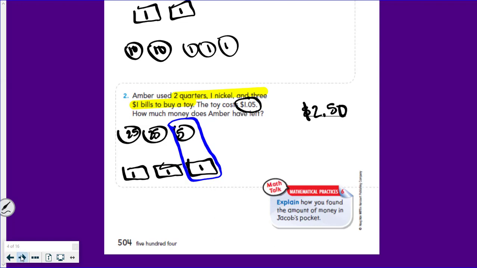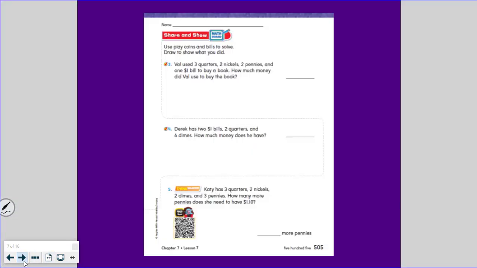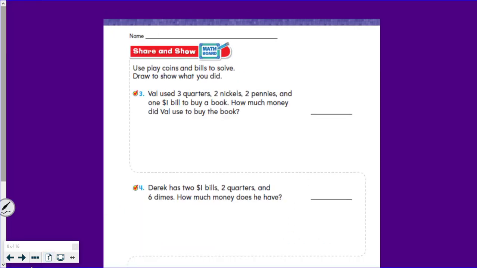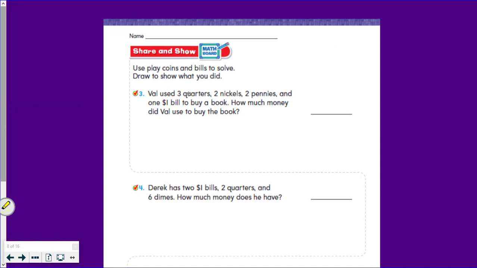All right, let's go to our next page. Okay, so here we go. Here's another one. We're going to act it out. Let me make this bigger. Makes it a little bit easier to see. And snag my highlighter. It says Val used 3 quarters, 2 nickels, 2 pennies, and 1 $1 bill to buy a book. How much money did Val use to buy the book?